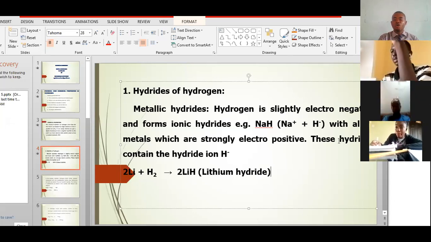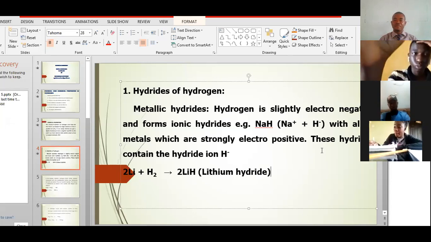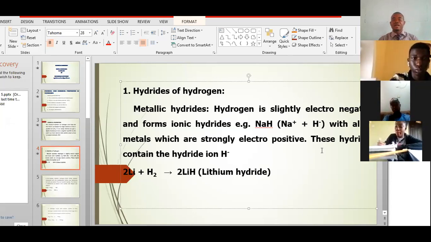Remember, all group 1 elements are strong electropositive elements. All group 1 elements are strong electropositive elements. The number 1 element in group 1 is called what?